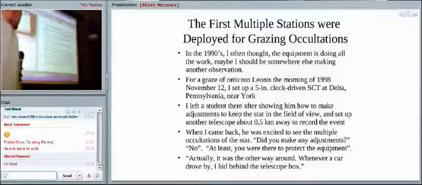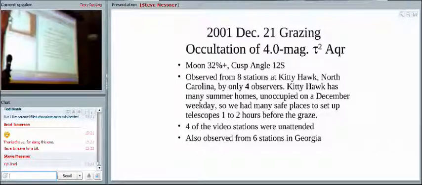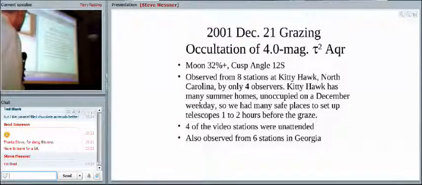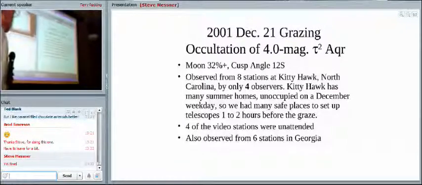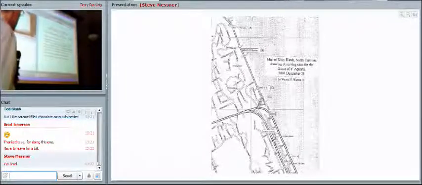Okay, well, this is just talking about multiple stations, which I talked about a lot yesterday, so I think we can just skip this one. I just mentioned this one, 1968 was the first idea. And then in 2011, December 21st, we had a good success with this 4th magnitude star Tau Aquarii. Next slide.